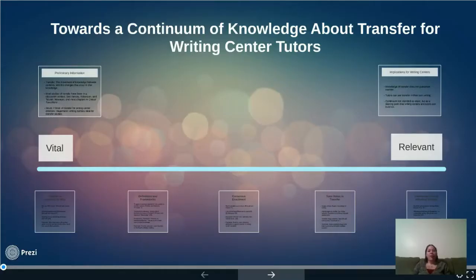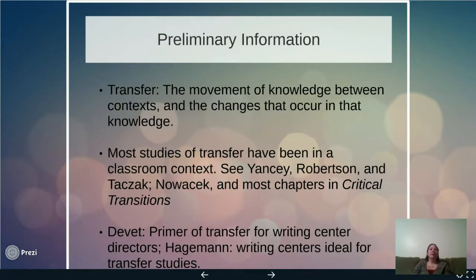For this final project, I've attempted to develop a continuum of knowledge about transfer, specifically for the audience of writing tutors, and my reasons for doing that are as follows. A lot of the studies about transfer have been done in a classroom context, and while I don't think that is irrelevant for writing centers, I also think they need to pay attention to how transfer might function differently in their context. In addition, the writing center professionals talking about transfer have more or less targeted an audience of writing center directors or researchers, and while tutors might become those things, we want to build them up to that. So I've developed a continuum.